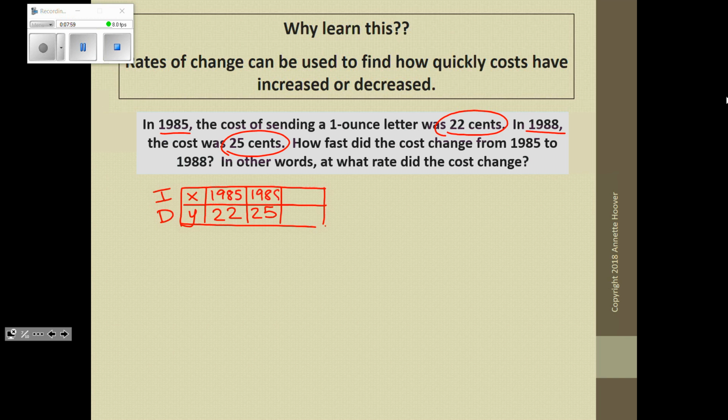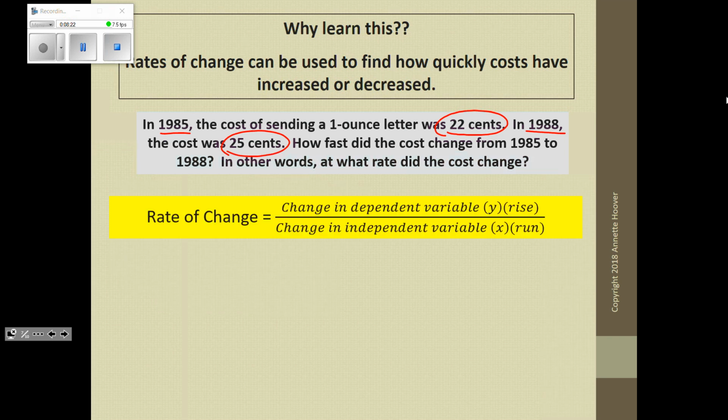So all I did was take that information and arrange it into a table. So now you have ordered pairs. You can see the ordered pair here, your x and y ordered pairs. You have the ordered pair 1985 and 22, and you have the ordered pair 1988 and 25. So you could graph those 2 points on a graph. But today we're trying to find slope and rate of change. And to find slope and rate of change, we are going to subtract the y's on the top, or the dependent variable, and the x's on the bottom, which flips the way it was presented in the table. Because remember, in a table, the x is on the top and the y is on the bottom.